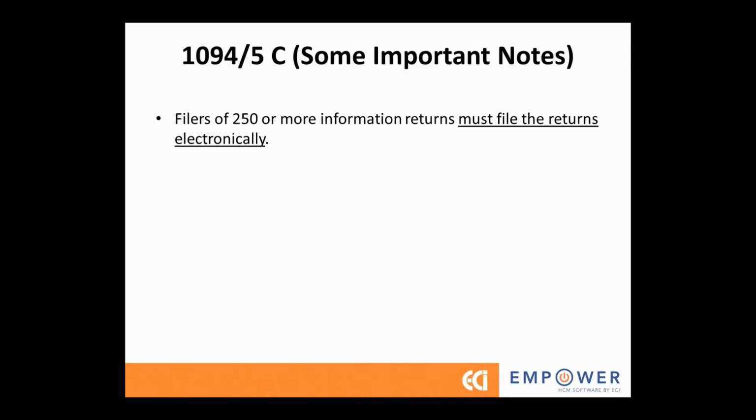So some important points to point out. The employer is required to file Form 1094-C and 1095-C to the IRS and furnish a copy of the 1095-C to the employee. The dates you must file them to the IRS by February 28th, 29th for this tax year if filing on paper. If you're filing electronically, you get to March 31st.